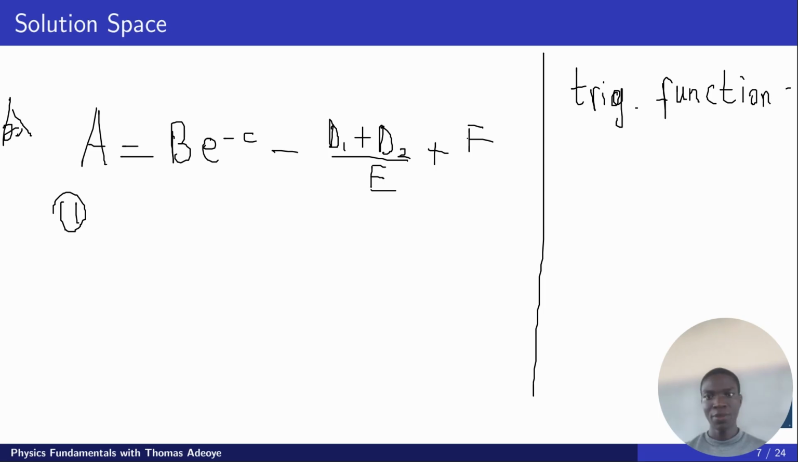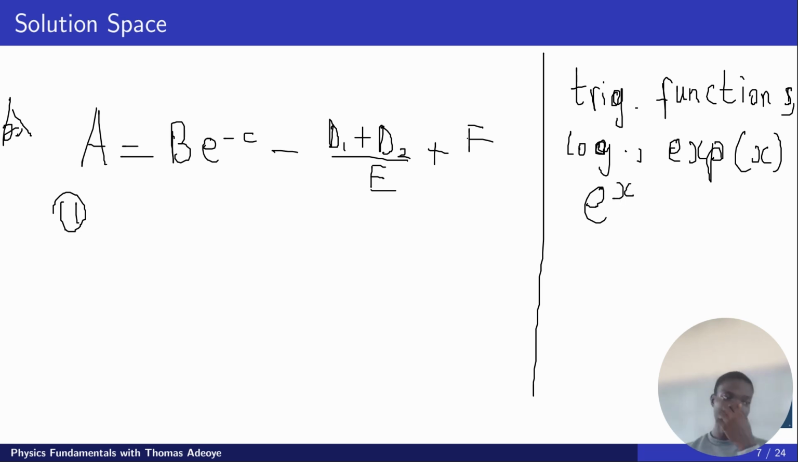logarithms, and yes, the exponential function. We have the exponential function, exp x, that is e raised to power x. So all these are considered pure numbers. Because they are pure numbers, do not forget, pure numbers are dimensionless. Yes, they don't have dimension.